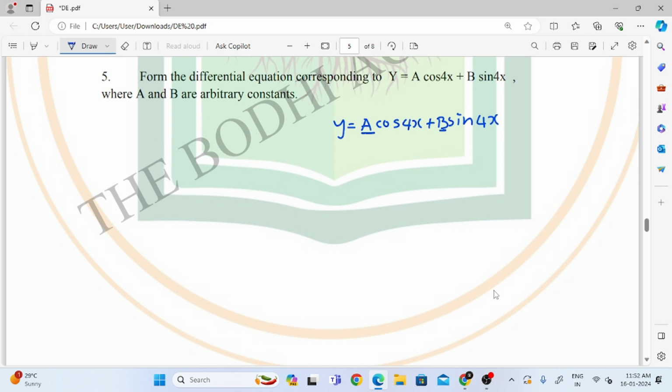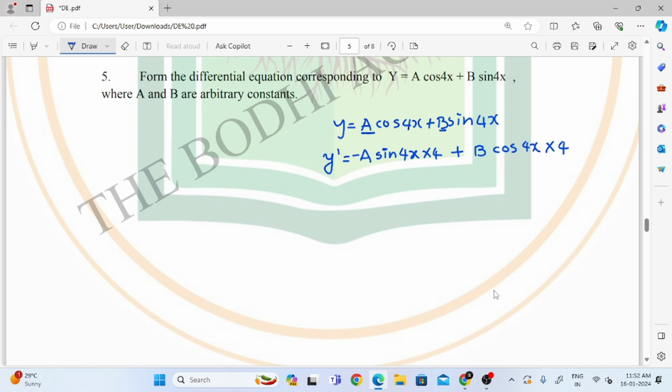Let's take the derivative the first time. The derivative of y, that is y dash, is equal to a as it is, the derivative of cos 4x, that is minus sin 4x, and the derivative of 4x is 4. Don't forget to take the derivative of 4x, that is 4. Plus b as it is, the derivative of sin 4x, that is cos 4x, again the derivative of 4x, that is multiplied by 4.